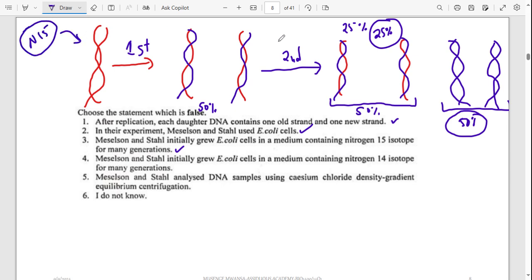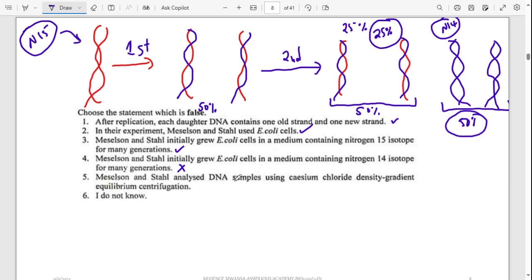And then the blue, that's a new medium in which we are growing the E. coli, is representing nitrogen 14. Meselson and Stahl initially grew E. coli in medium containing nitrogen 14 isotope for many generations. That's not true. That was a second, not initially.